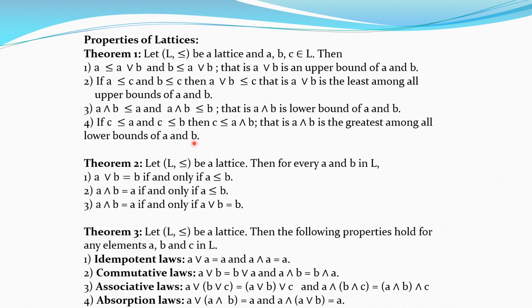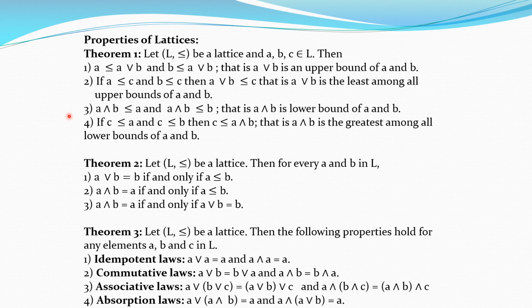Now these are some properties of lattices. Theorem 1. Let L be a lattice and A, B, C are elements of L. Then A precedes A join B and B precedes A join B. That is, A join B is an upper bound of A and B. If A precedes C and B precedes C, then A join B precedes C. That is, A join B is the least among all upper bounds of A and B.